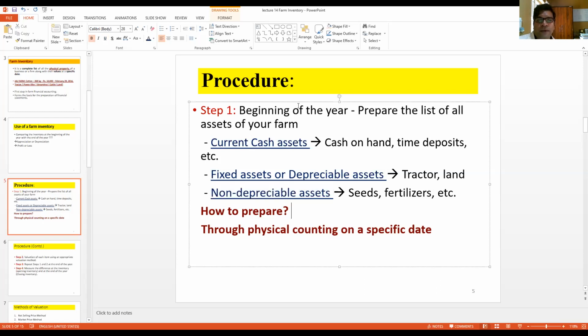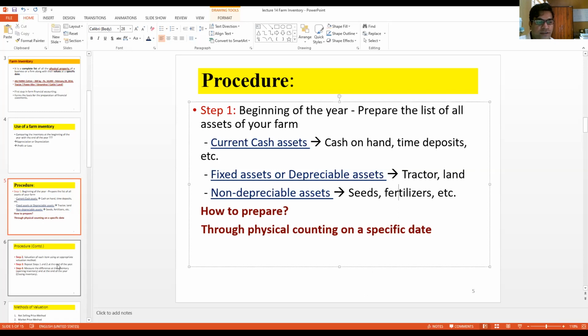Okay. How to prepare? Just physical counting on a specific date. You have to go on a specific date and do physical counting. That's it. So first step is physical counting. What is the cash on hand with the farmer? How many tractors has the farmer got? In the case of livestock, how many cattle has he got? How many gir cows? How many buffaloes? Seeds, what is the quantity of seed that a farmer has got right now? What is the quantity of fertilizer that a farmer has got in his godown?